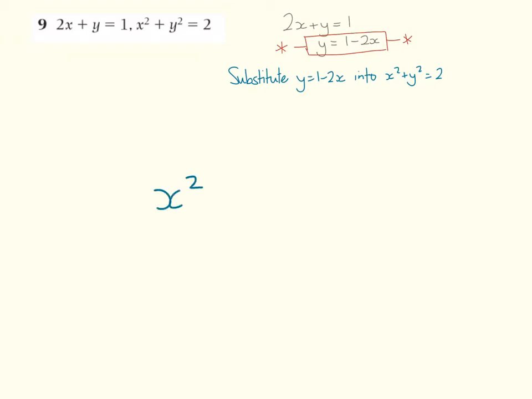So we use our brackets effectively. That's going to give us x squared plus bracket 1 minus 2x, close your bracket, squared, equals 2. So I've literally changed that y into 1 minus 2x inside a bracket. I've just replaced it.